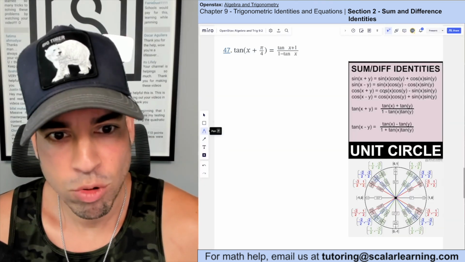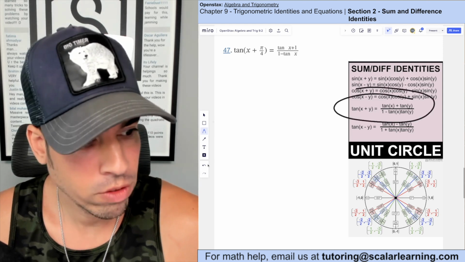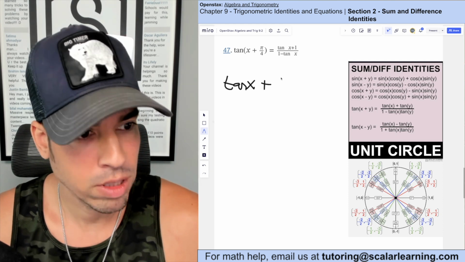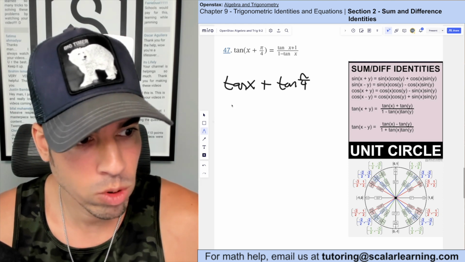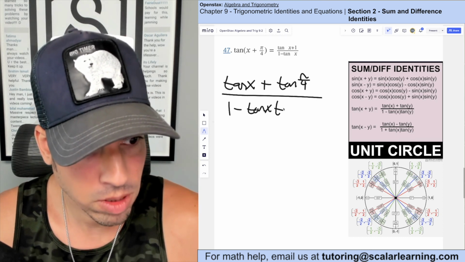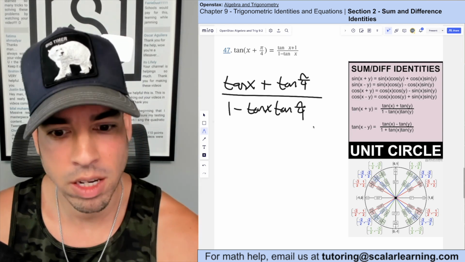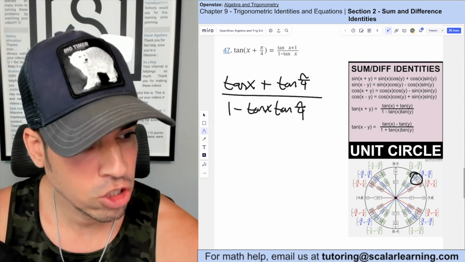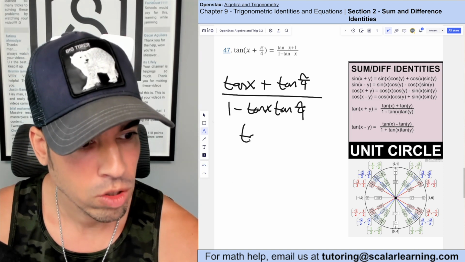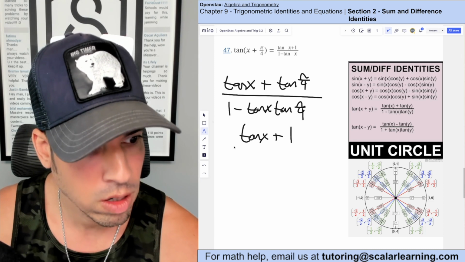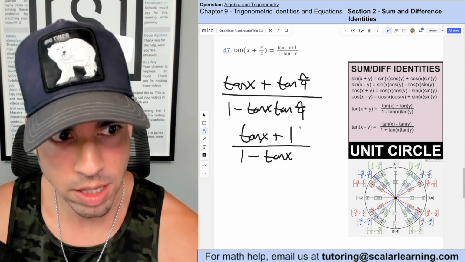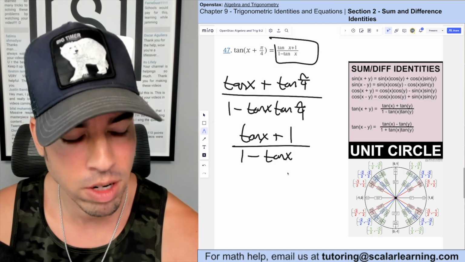So for this one, we're meant to prove the identity, and I'm going to use the summation formula here. So it's equivalent to tangent of the first argument, x, plus tangent of the second argument, which is pi fourths, over 1 minus tangent of the first argument times tangent of the second argument. So first of all, what is tangent of pi fourths? Well, here's pi fourths. Tangent is going to be the y over the x. And since they're equivalent, that's just going to be 1. So this is the same as tangent of x plus 1 over 1 minus tangent of x times 1, which is just tangent of x. And that is what we have here. So we just verified the identity.